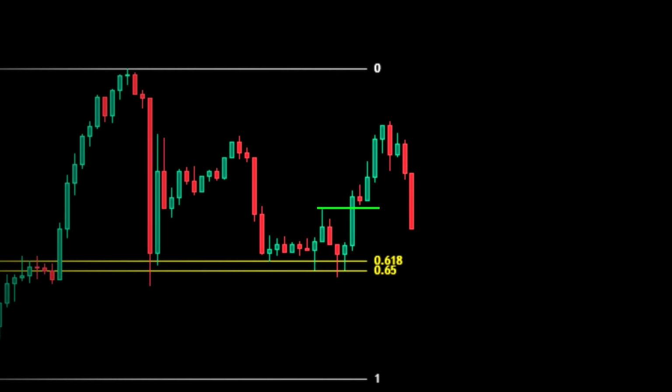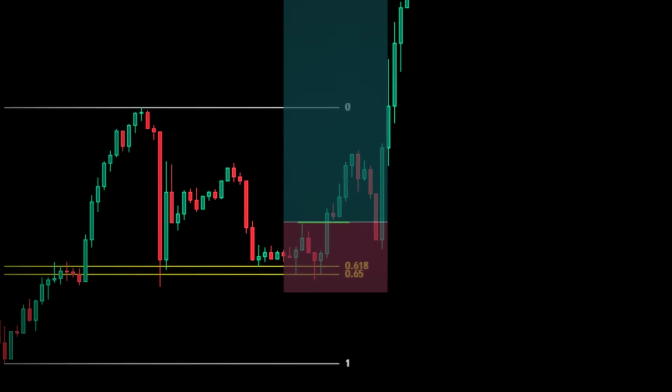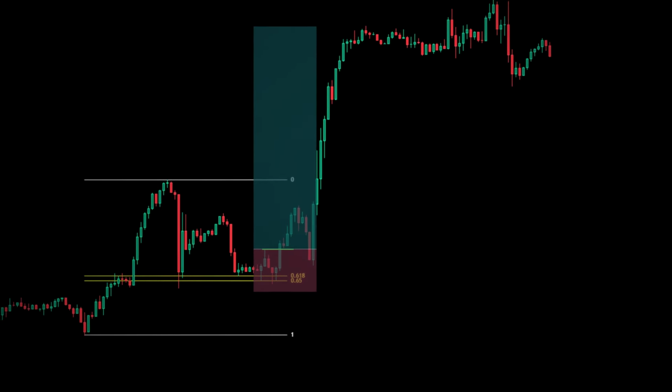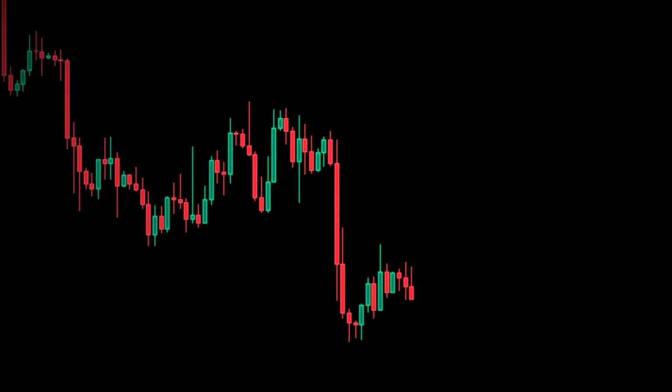So once it breaks the current structure and makes a higher high, that's when you want to enter long. Your stop loss can be placed below the most recent swing low, and you can target the swing high to the upside. The same thing applies in the opposite direction.